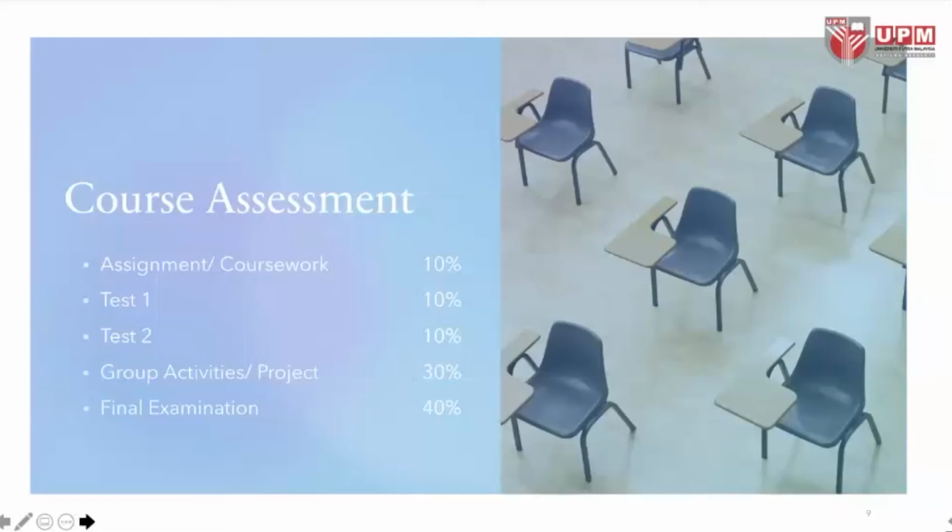And then you are going to have two tests, test 1 and test 2. Each one of them will carry 10%, and then your group activities or group project will consist of 30%. That will include the project report, and at the same time the project presentation. And then of course the final exam that covers the theoretical part of this particular course. Alright?